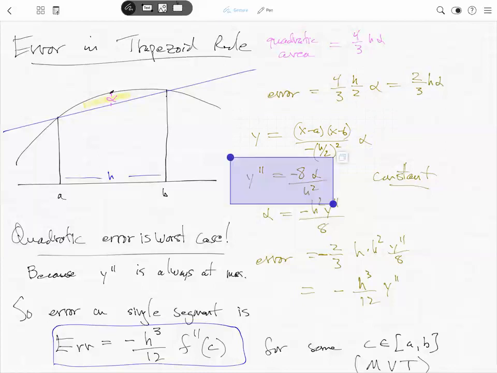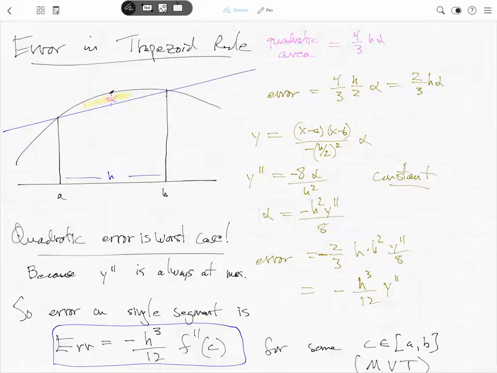The second derivative is going to be minus 8 alpha over h squared, right? Then, solving for alpha, we get this, right? And this means that the error is equal to negative. So going back to the formula for the error, I'm just going to plug in now the formula we got for alpha. So the formula for the error there is negative 2/3 h times h squared times y double prime over 8. Put that all together, simplify it, we get minus h cubed over 12 times y double prime.